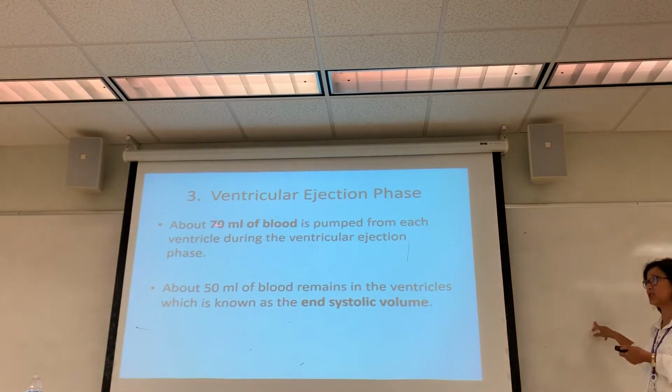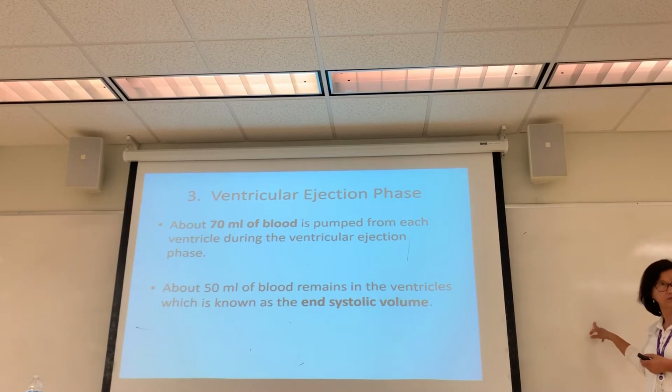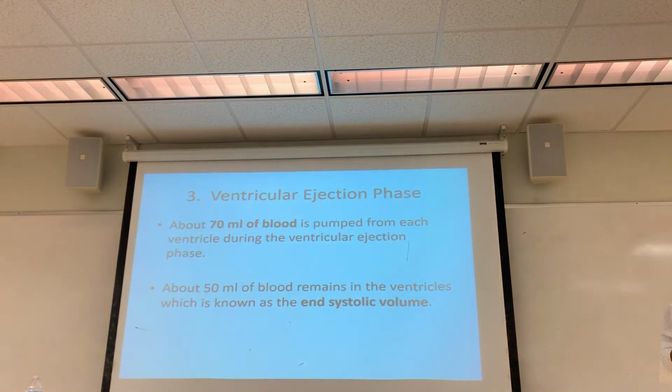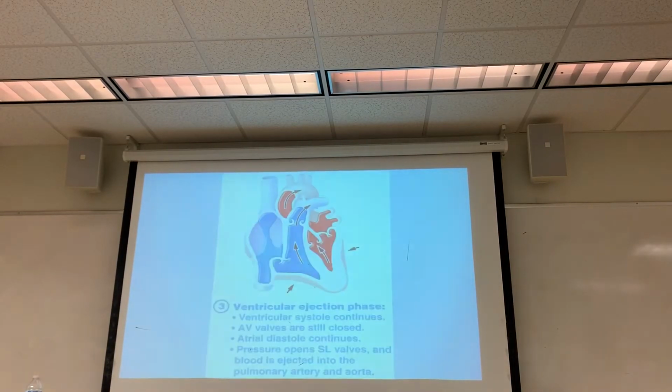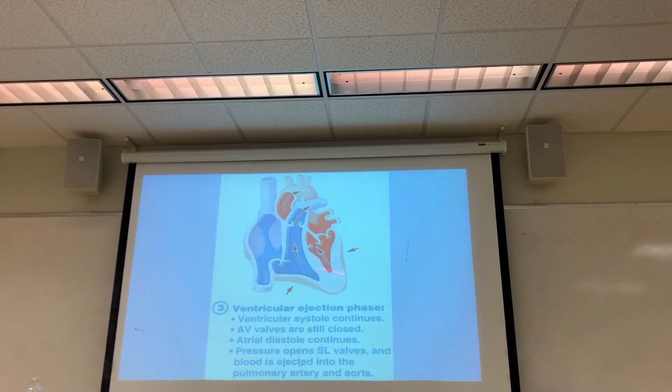So please remember these numbers, 70 ml, okay, ejection, and then end diastolic volume is 50. So 70 plus 50 is how much? 120, right? So the ventricles in the beginning will be filled up with 120. So 70 goes out, the 50 remains. That's the end diastolic volume, okay? So he says 120 filled up? Next, so this is the ejection phase again.